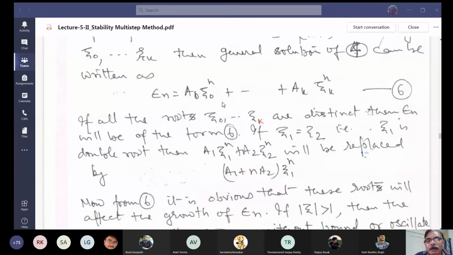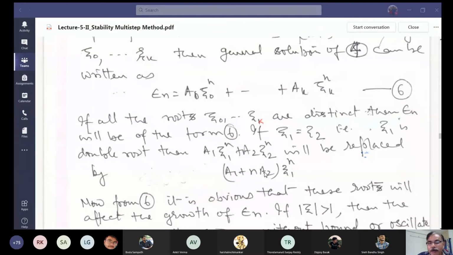Okay. So if the magnitude of xi is less than 1, it means it is inside the unit circle. Now, if the roots are not distinct and the magnitude of xi equals 1, what will happen? xi1 to the power n will be 1, and then what will be left? a1 plus n times a2. But n tends to infinity.